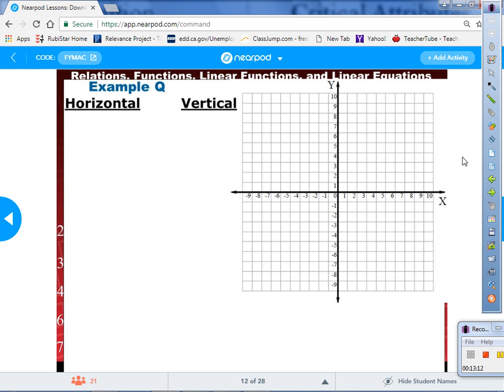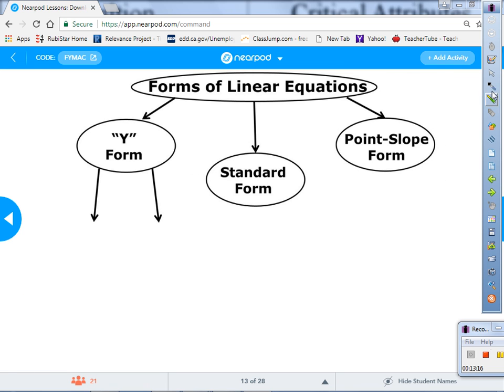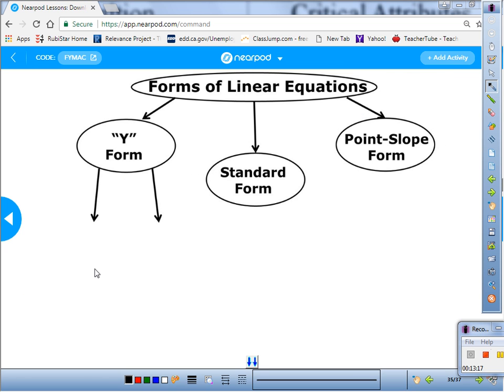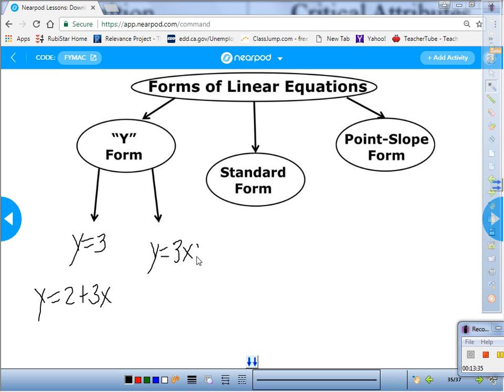Lastly, from now on, whenever I'm asking you to write different forms of equations, check this out. We already know y form. It's y equals 3. Does that look familiar? Yes. How about y equals 2 plus 3x? Does this look familiar? Yes. However, from now on, I want you to write the y form like this: y equals 3x plus 2. Which one goes first? The variable and then the constant at the end.